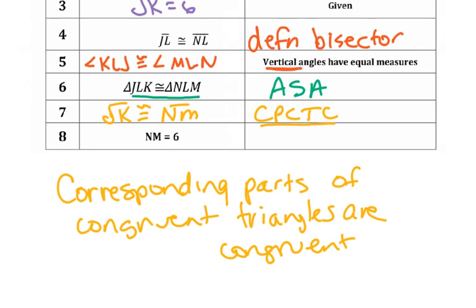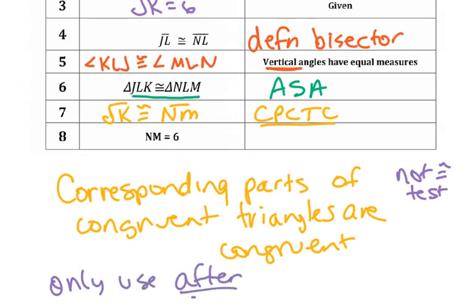So a couple of things about CPCTC. First of all, it's not a congruence test. It's not like ASA or SSS. It's not one of those. You can only use it after you have congruent triangles. You cannot use it if you haven't already proven or it's already been stated that the two triangles are congruent. So if you don't already know that the triangles are congruent, either you've proven it or it was given, you cannot use CPCTC. It will never come first. That's a really important thing to remember about it.